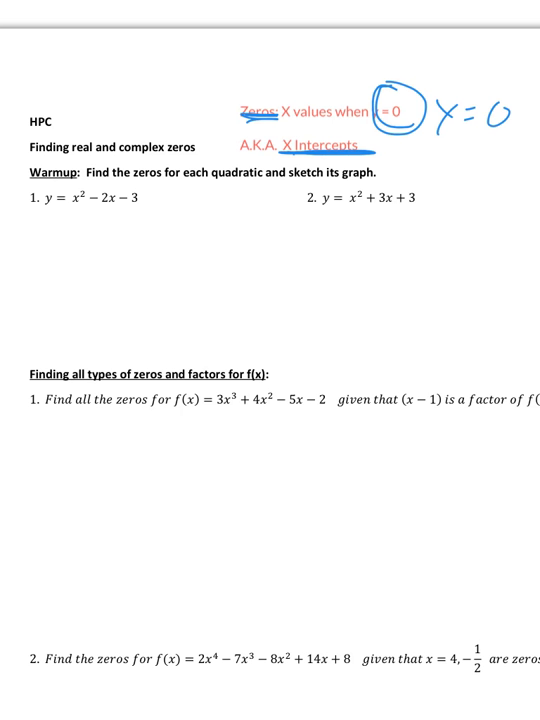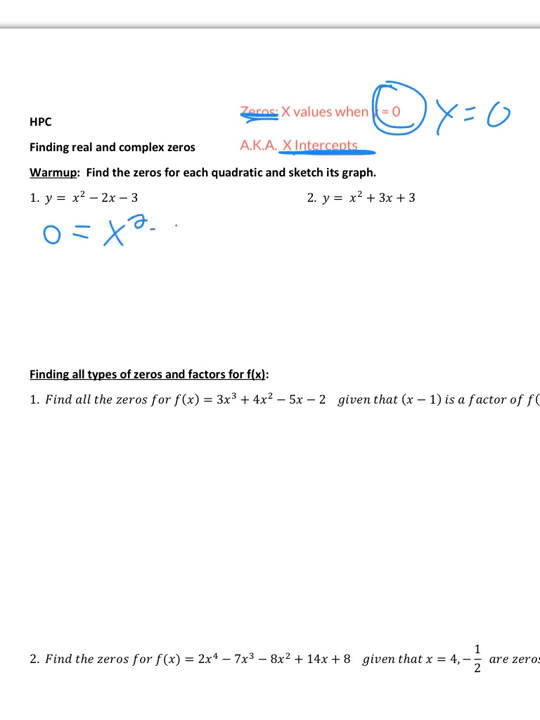So the warm-up, you guys can try this on your own. Okay, take it down, write it down, and then you can see you have two quadratics. I guess I'll do the first one right here. You just want to set y equal to 0. So for this first one, if I want to find the zeros, set y equal to 0.